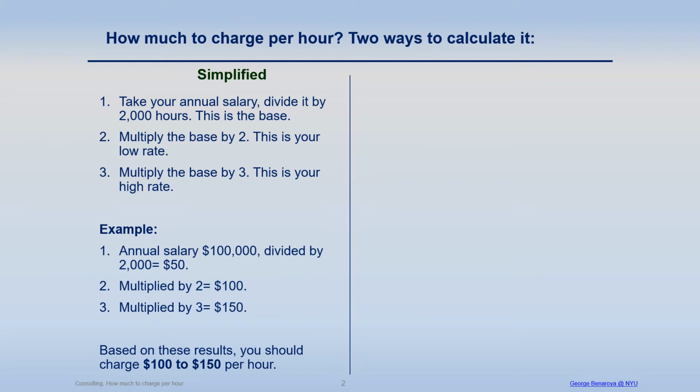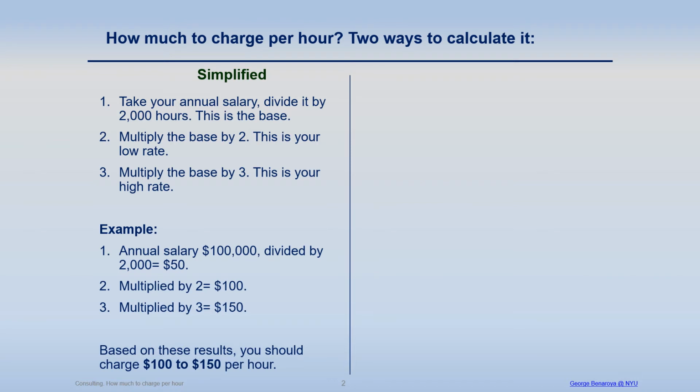We divide by 2,000 because we assume that you work 8 hours per day, 50 weeks per year. We multiply by 2 to 3 because we know that both the number of hours you work and the benefits you'll get will vary. You will see that in detail when we do the detailed way after this.